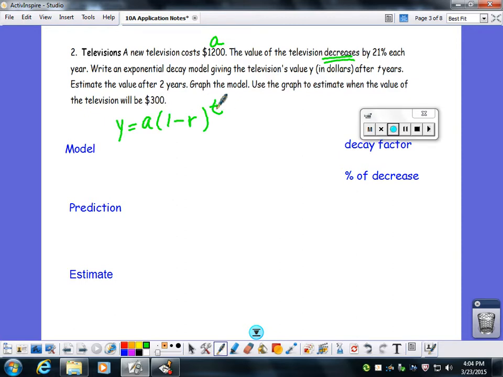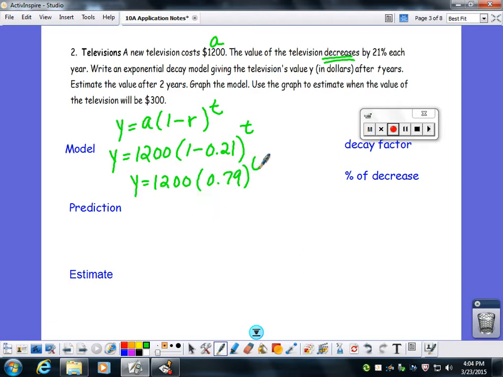Plug in what you know. So we got y is equal to our initial amount, $1,200, what we paid for the TV, times 1 minus our percentage, changed to a decimal, to the t power. All right, let's clean that up a little bit. So we're going to have y equals 1,200 times 1 minus 0.21, which is 0.79, to the t power.